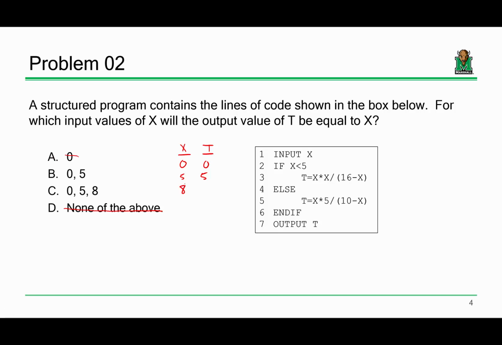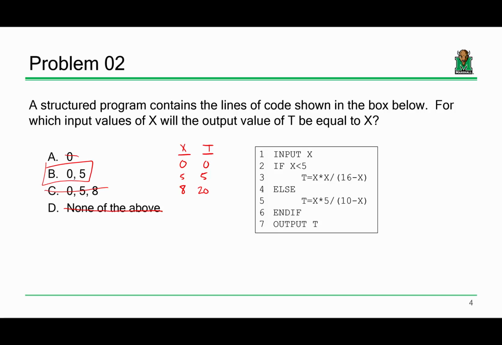Now what about 8? With 8, I'm not going to execute line 3 because X isn't less than 5, X is 8, so I'm going to execute this. I have 8 times 5 is 40. 40 divided by 2, that's 20. So that isn't the answer, B is. Before we handle this problem in a more rigorous fashion, this is a very real strategy on the exam: just plug in the values and see what you get. That's one way of handling it.